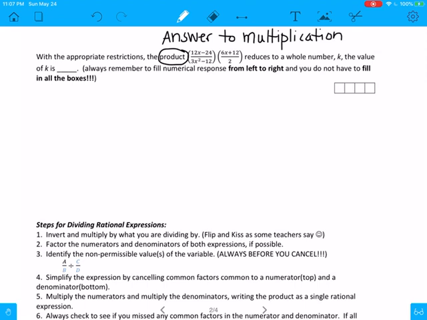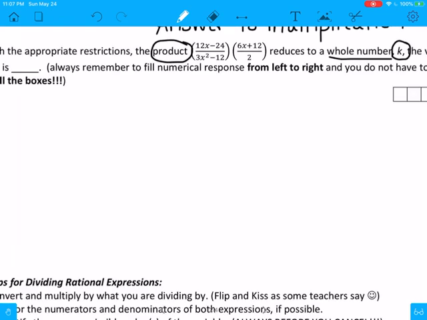The product of 12x minus 24 over 3x squared minus 12 times 6x plus 12 over 2 reduces to a whole number. Remember we talked about whole numbers? Whole numbers are the ones that start with 0 and go on: 0, 1, 2, 3, 4, etc. It reduces to a whole number with the value of k, and they just want the value of k. What would k be? They basically just want us to multiply, and it's going to work itself out to get rid of all the variables.